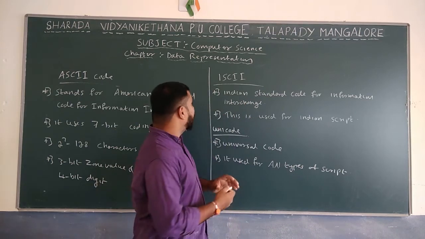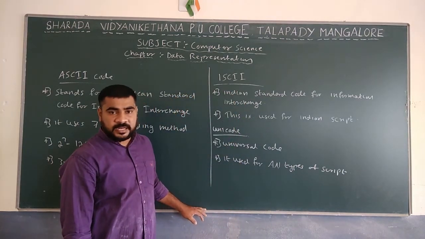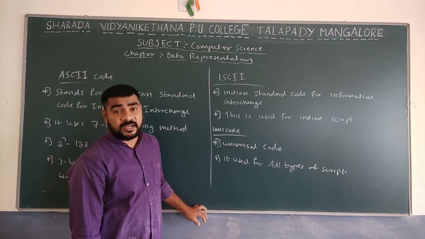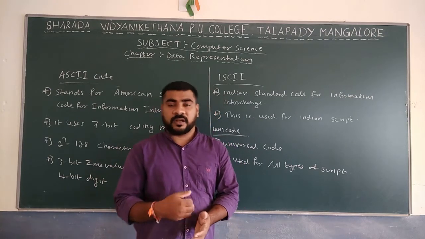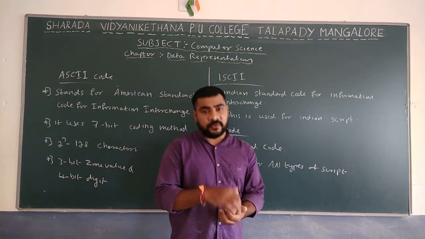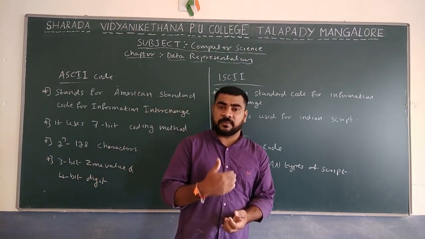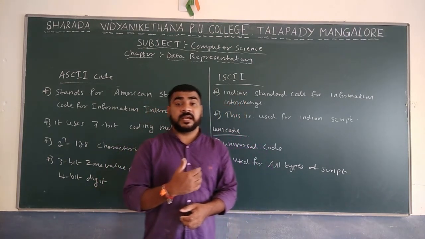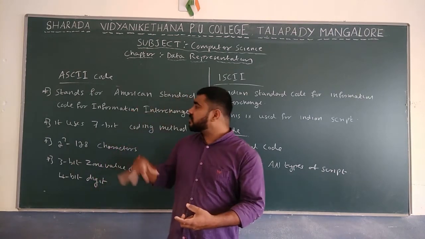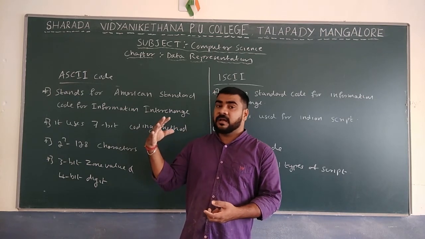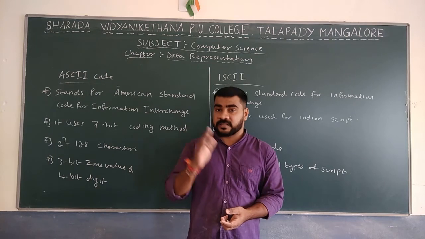Then after that, one more type was developed, known as ISCII, or Indian Standard Code for Information Interchange. It was developed by the Indian Bureau, who developed a new coding method. Why did they develop it? Because if you use ASCII or extended BCD, it is only possible to represent English characters.